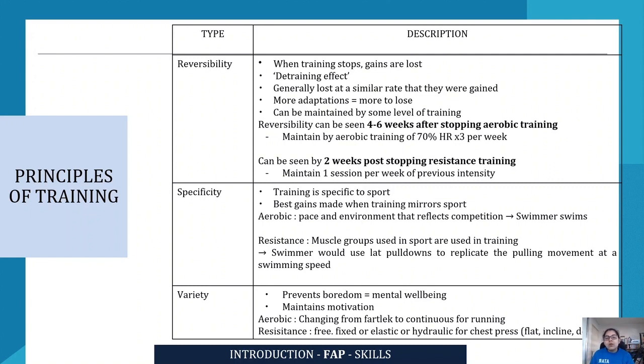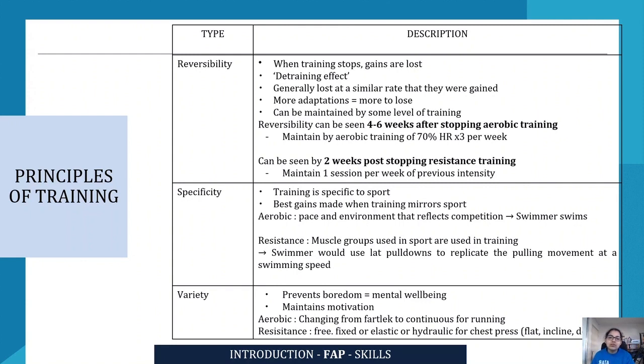This is called the detraining effect. For example, if you don't use it, you lose it. Generally, gains are lost at a similar rate to which they are gained, and the more adaptations you have, the more you have to lose. For example, if you're doing a lot of strength training and then you stop, you can lose the muscular hypertrophy that you've been seeing.